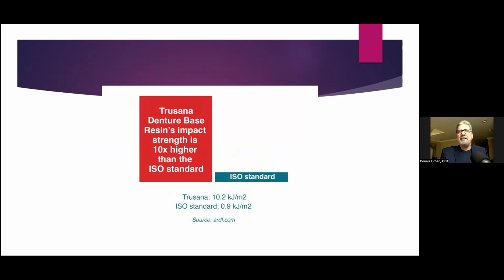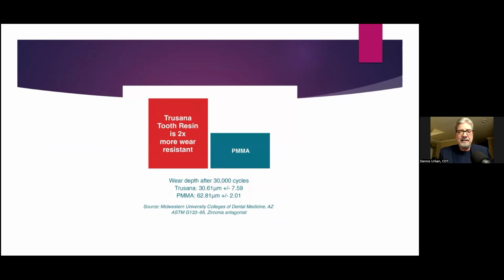And I think we have one of our laboratories in Rochester using this system now too, and they're really happy with it, the Trusana system. And it's more wear resistant. It's 2 times more wear resistant than PMMA.